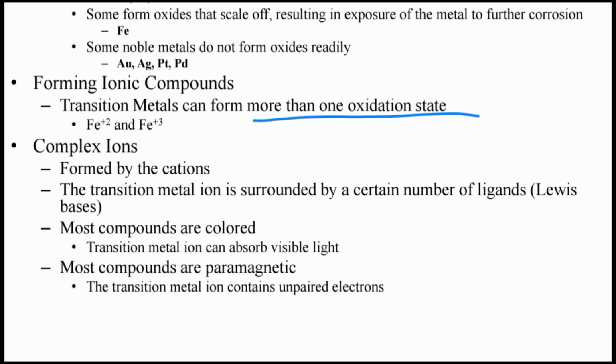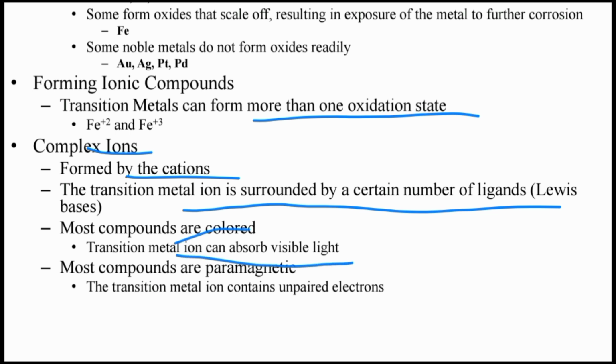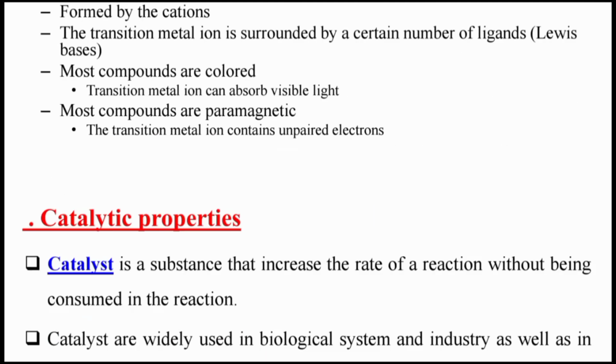Forming ionic compounds: transition metals form more than one oxidation state. Complex ions are formed when a cation is surrounded by a certain number of ligands. Most compounds are colored. Transition metal ions absorb visible light. Transition metal ions contain unpaired electrons.